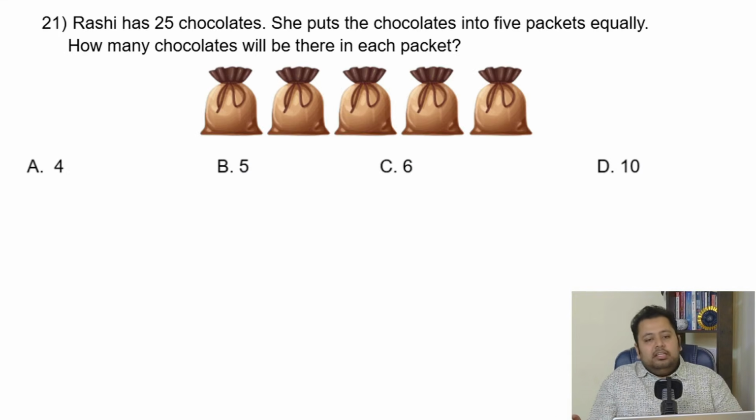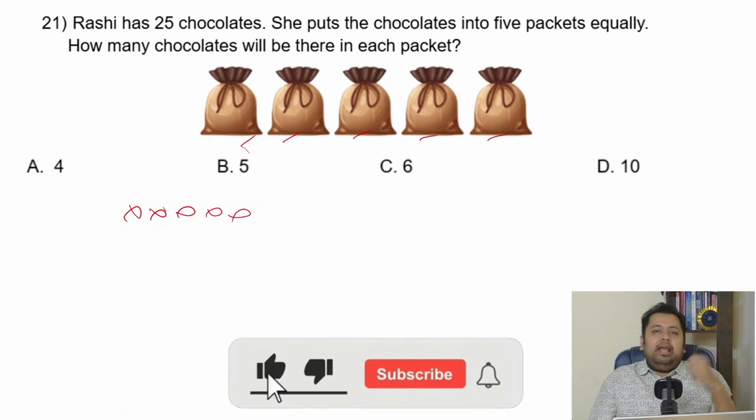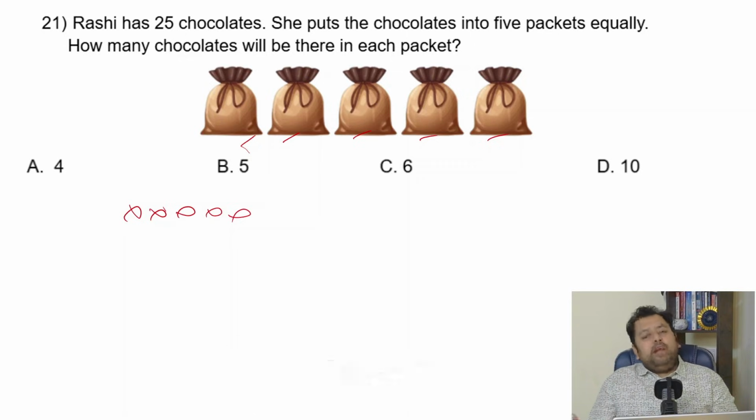Rashi has 25 chocolates. She puts the chocolates into five packets equally, right? How many chocolates will be there in each packet, right? So there are 25 chocolates, and then Rashi is going to put the chocolates in five different bags that are given over here, right? So one, two, three, four, five. So how many will go in each bag, right? So very easy. You have to divide 25 into five equal parts, right? Pause the video, solve it first, and then look at the solution.